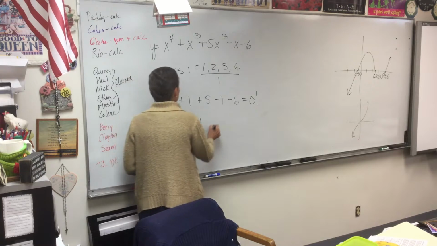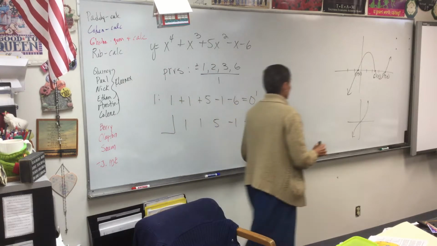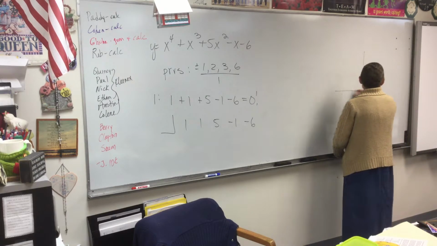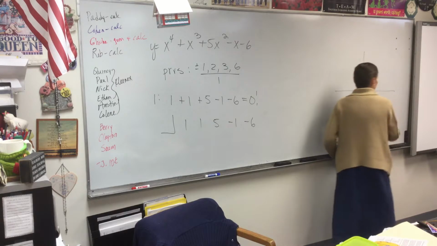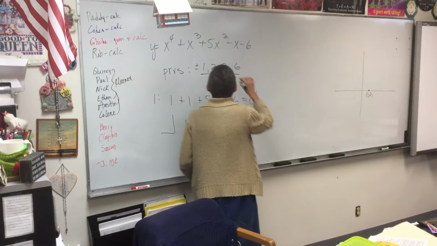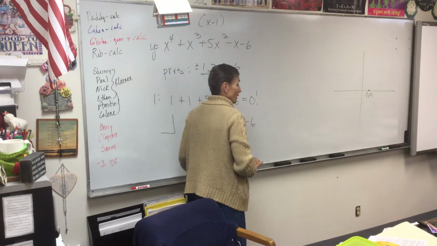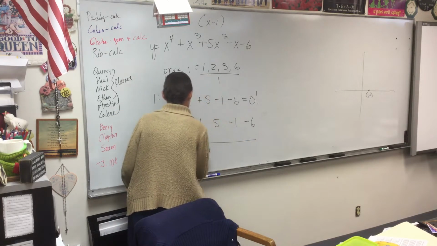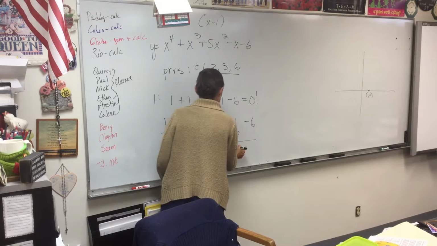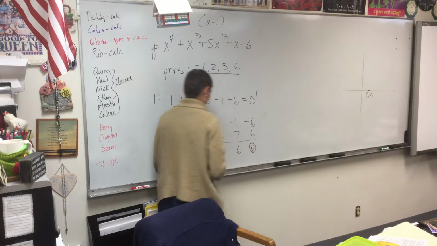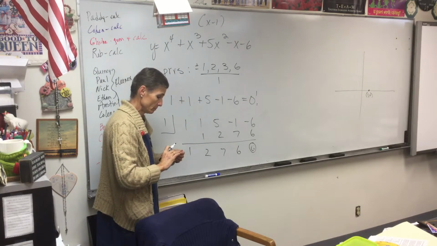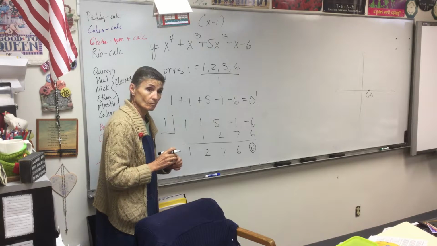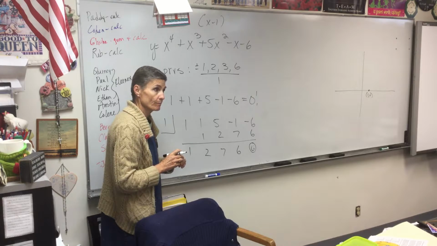All right, so now I found one that works. Oh, and I'm going to keep track of it over here on my graph. So since 1 worked, that means I have an intercept at 1, right? And I have a factor of x minus 1 if I'm keeping track of the factors. Okay, so now I'm going to divide. Good news, got my 0. Right? So now what?